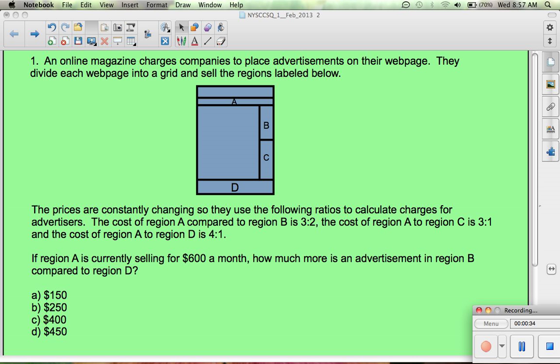The cost of region A compared to region B is 3 to 2. The cost of region A to region C is 3 to 1, and the cost of region A to region D is 4 to 1. If region A is currently selling for $600 a month, how much more is an advertisement in region B compared to region D? And then you have the following answer choices.